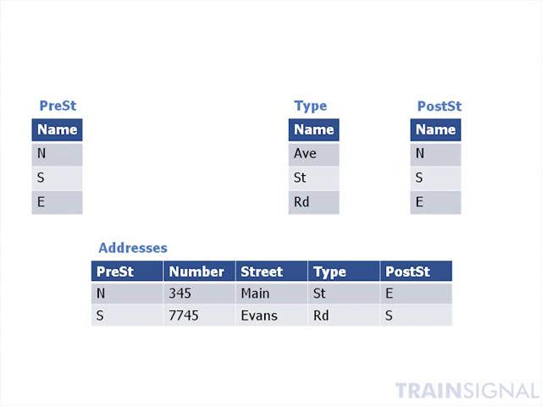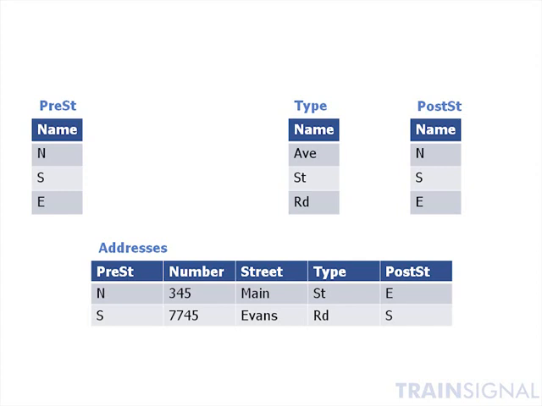It might even present that information in a drop-down list box so that someone cannot accidentally enter an invalid type of street. However, when I store the data in my addresses table, I'm not linking back to those lookup tables. I'm copying the data. So the addresses table actually says North 345 Main Street East. I'm no longer required to join these tables in order to get all of those values.